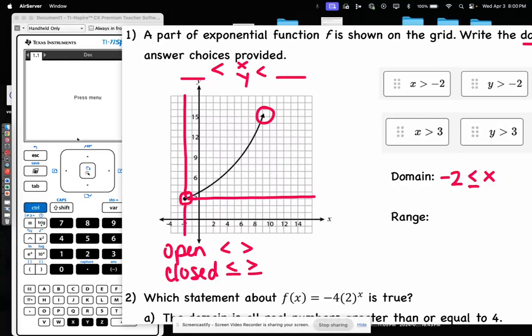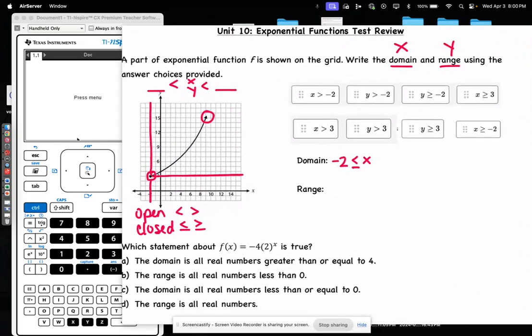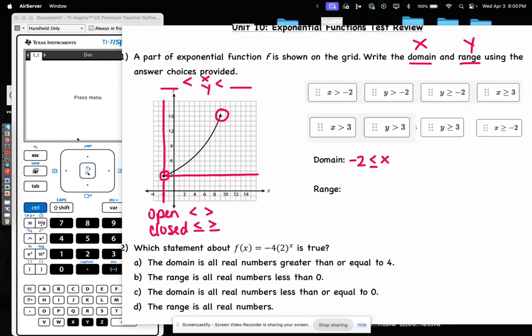Now you'll notice in the answer choices that all of our letters are in fact listed first. So we could rewrite this. If we flip-flop the whole thing, we have to flip-flop that inequality. So x is greater than or equal to -2 versus -2 is less than or equal to x. They mean the same thing, it's just written a different way.